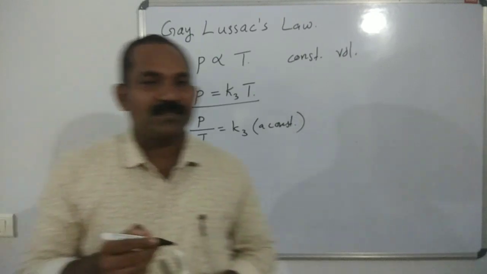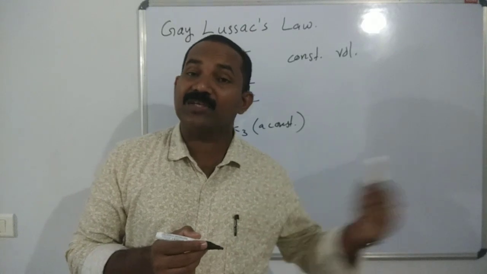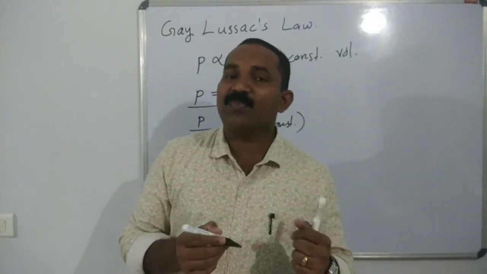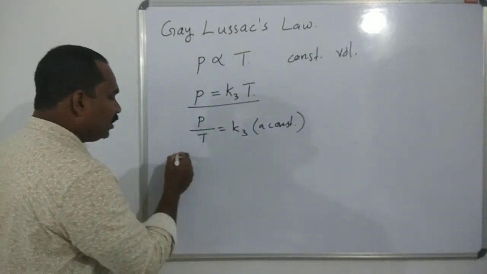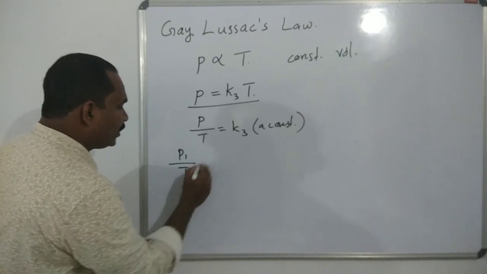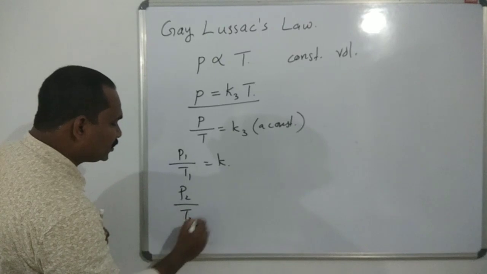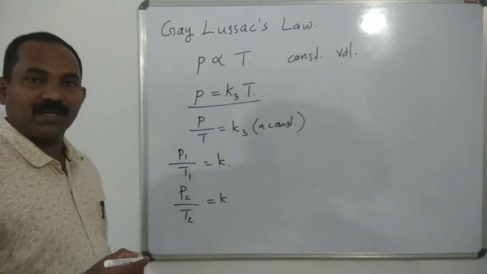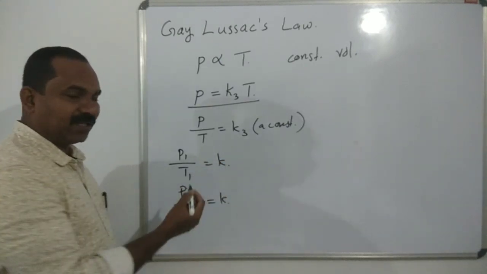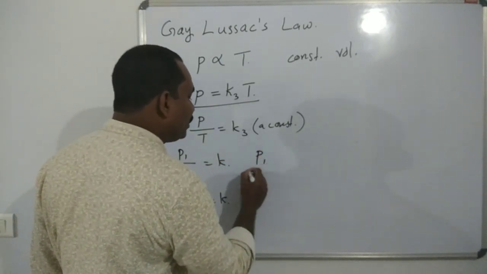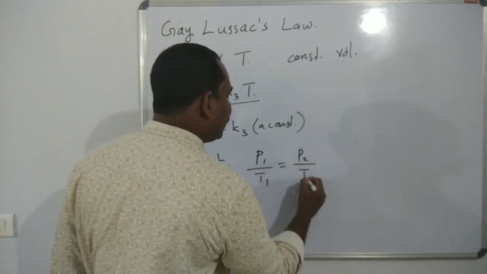For a gas, the initial pressure P1 and initial temperature T1 are changed into final pressure P2 and temperature T2. So P1 divided by T1 is a constant. Similarly, P2 divided by T2 is a constant. Let's equate the two equations, since the right side is the same. So P1 divided by T1 is equal to P2 divided by T2.